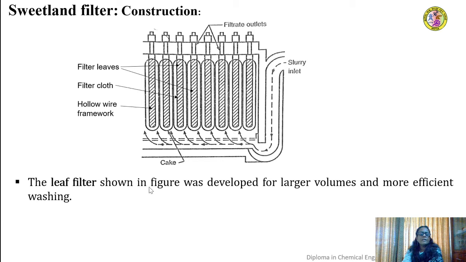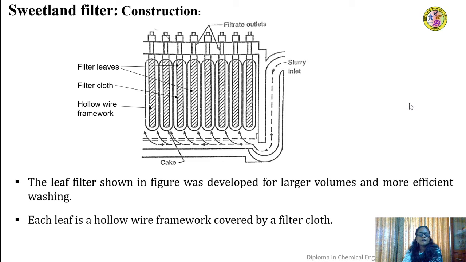Okay, so one important type of leaf filter called the Sweetland leaf filter is developed for handling a large volume of slurry. Let us now understand the construction of that kind of continuously operated leaf filter. The leaf filter that is shown in the figure is developed for larger volumes and also more efficient washing. Each leaf is a hollow wire framework covered by a filter cloth.